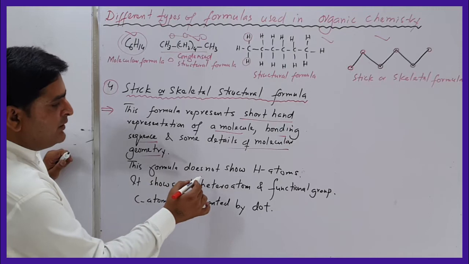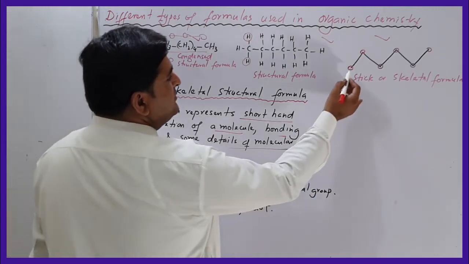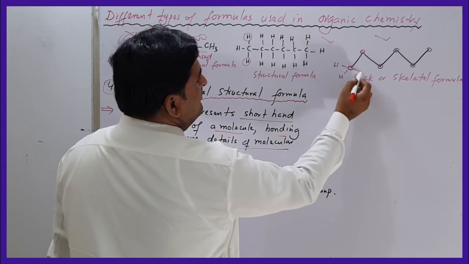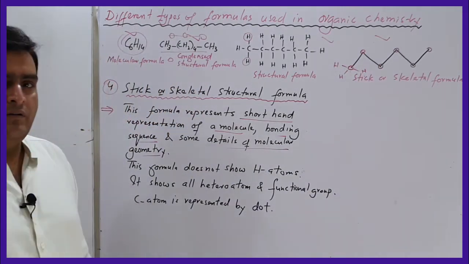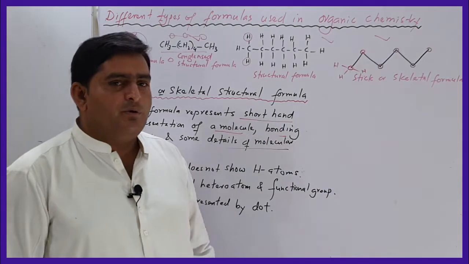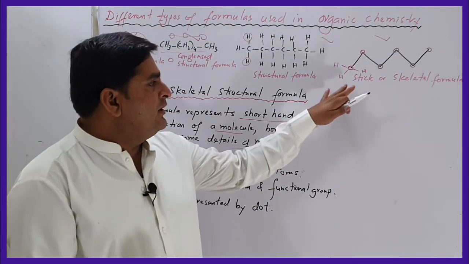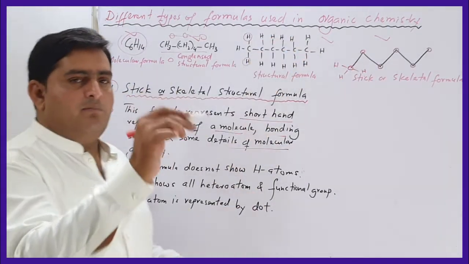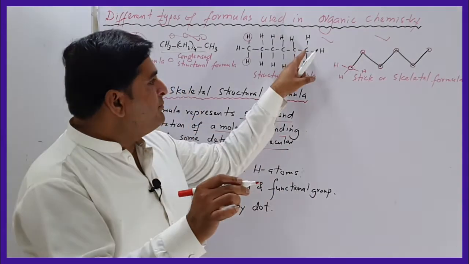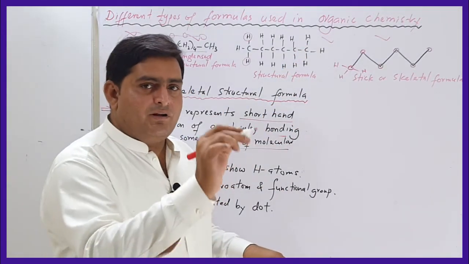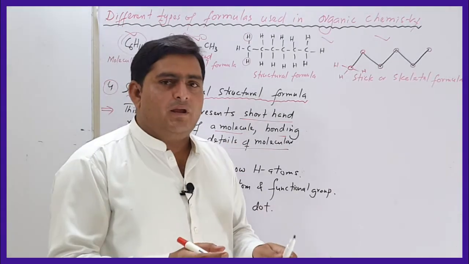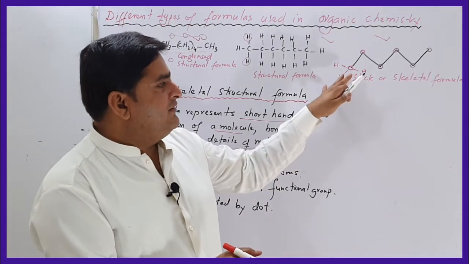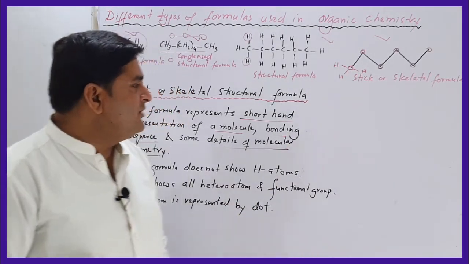This formula does not show hydrogen atoms. Now this is a carbon and there is a single bond. There are 3 hydrogen atoms with this carbon, but these hydrogen atoms are omitted, so they are not shown in this formula. This is the characteristic of the stick formula: we do not write hydrogen. If we wrote 3 hydrogens and drew 3 single bonds, 3 lines, this would be too time-consuming. So to save time, this is the shorthand representation of this formula. Hence, these hydrogen atoms are omitted.